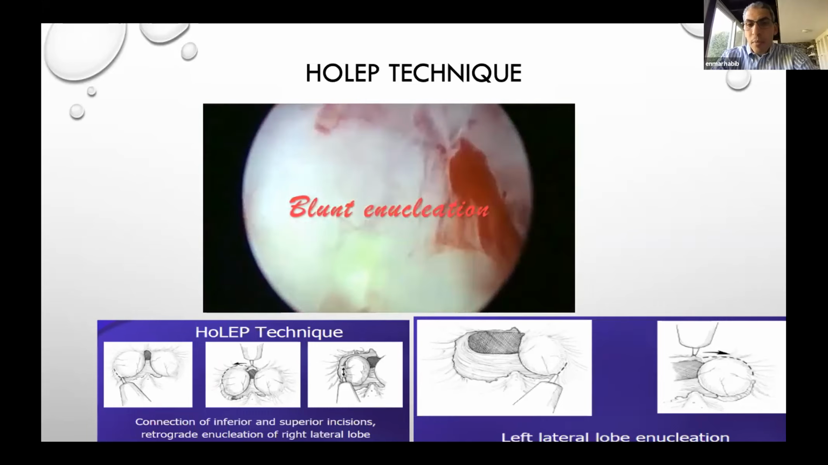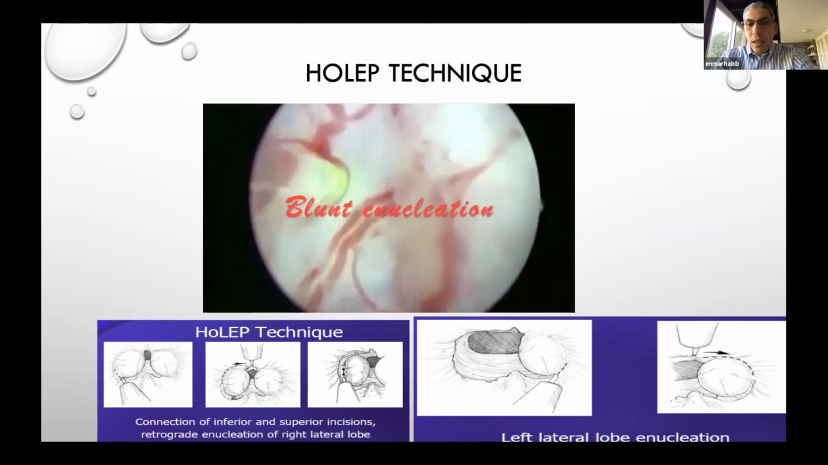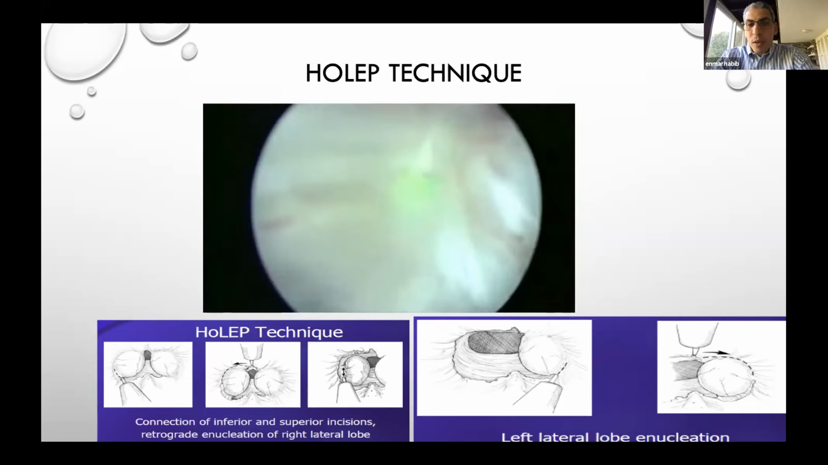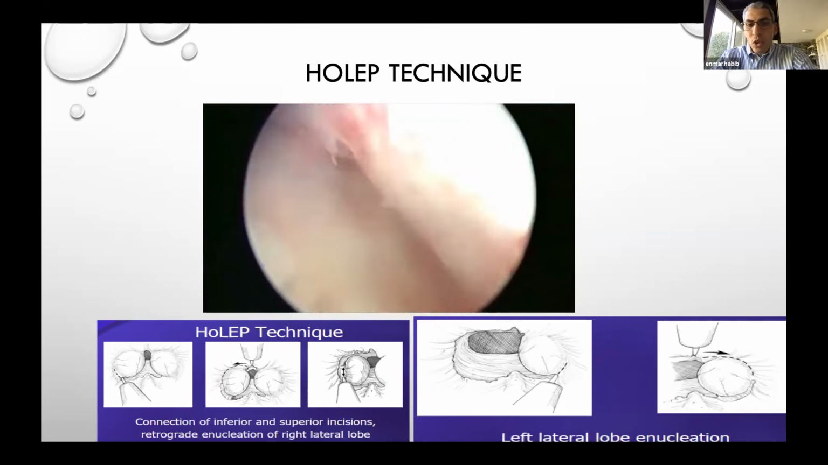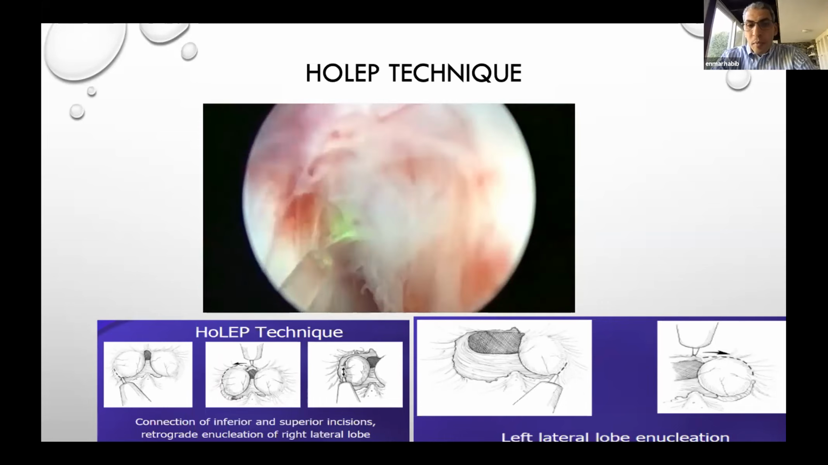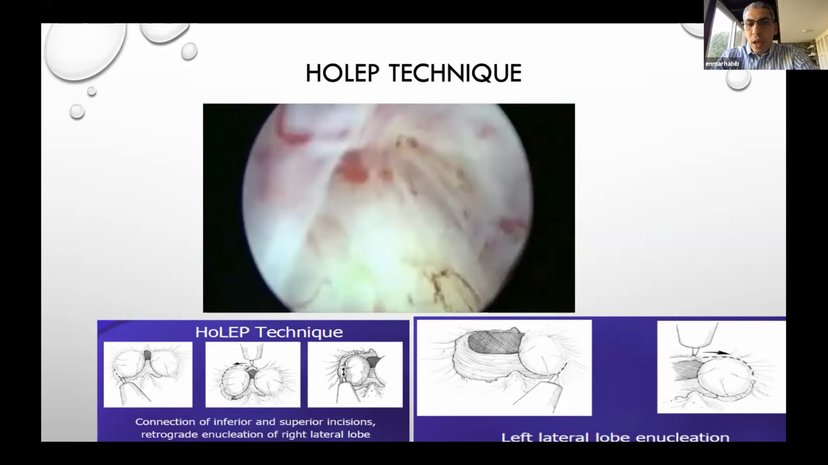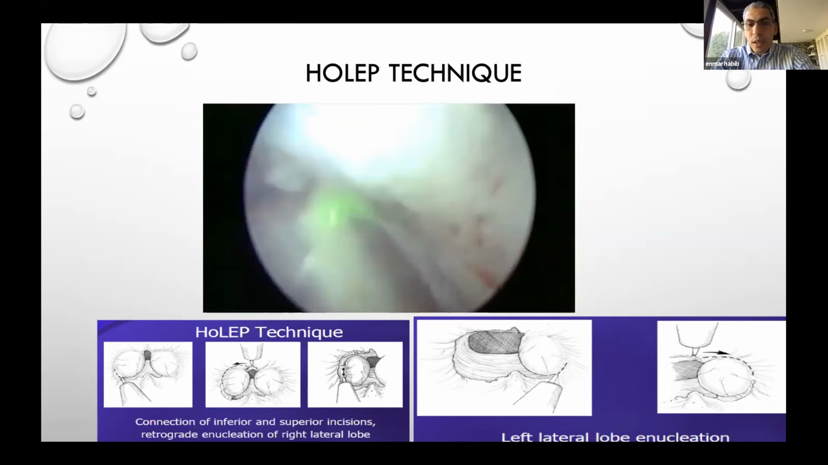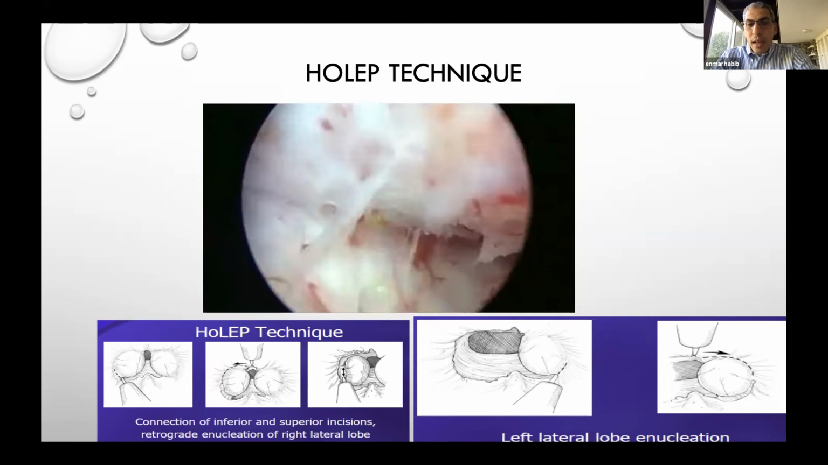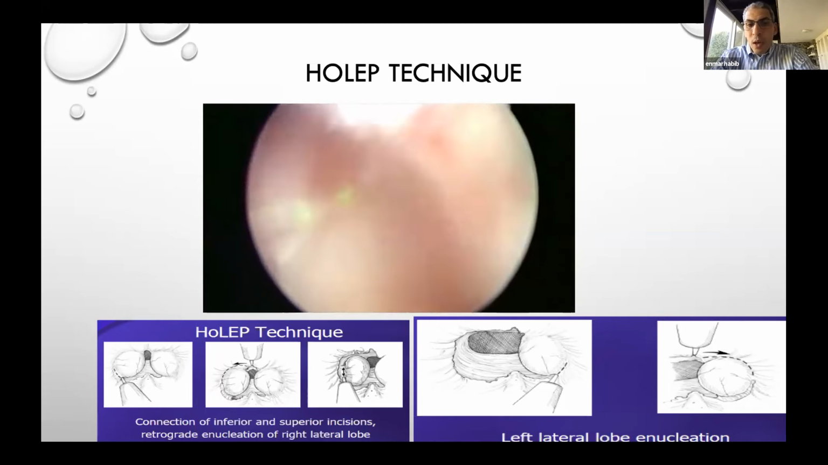Here is the view. At this point, I retract my fiber and I use the tip of my resectoscope as my index finger to develop the apex of the prostate. This part is the blunt enucleation. We can see here the white membrane with the blood vessels beneath it, which is the surgical capsule.